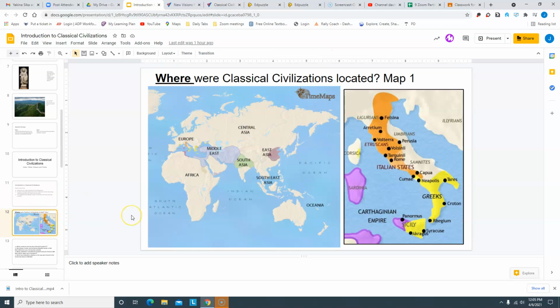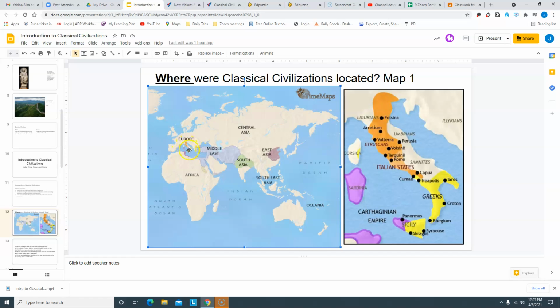All right, so where were classical civilizations located? So we're looking at a map right now. The map on the left, you see a map of almost the entire world here, but North America and South America are not included. But we're looking at Asia, Africa, Australia is here, but it's not called Australia at that time, it's called Oceania. Southeast Asia is here. So you can see the colored parts.